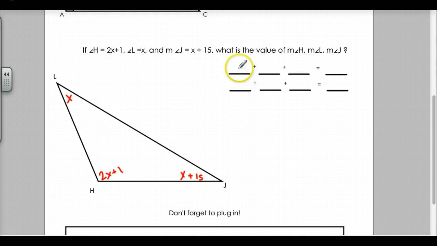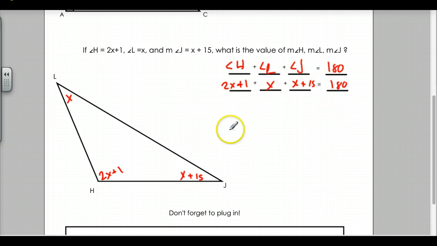So we're going to set up our equation first, and we know if we add up all our angles, they're going to equal 180. Let's take it back a step. Let's just set it up easily. Angle H plus angle L plus angle J all equal 180. Let's substitute these in. So I know my 3 angles: angle H is 2x plus 1, plus my other angle, angle L, which is just x, and J is x plus 15. My 3 angles equal 180 degrees.